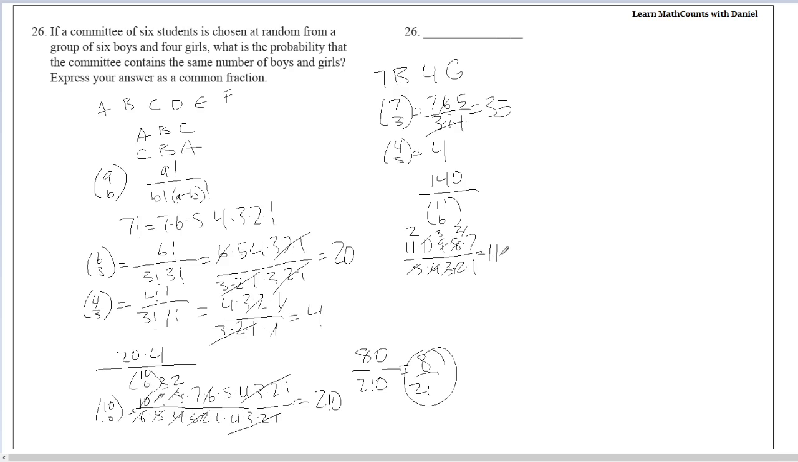which looks like 11 times 2 times 3 times, not 2, because that got canceled, times 7. Which is 462, which leaves us with the probability of 140 over 462, which simplifies down to 20 over 66. Wait, no, hold on. That's 10 over 33. My bad. So 10 over 33.